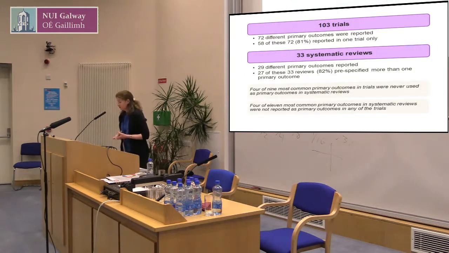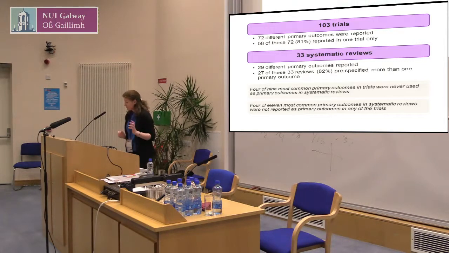And what they found for the trials was 72 different primary outcomes were reported, and 58 of these were reported in one trial only. I just find that amazing. It's crazy stuff. And this is just preterm birth prevention, a very specific topic. The same with the 33 systematic reviews: 27 of these 33 pre-specified more than one primary outcome. And 4 of the 9 most common primary outcomes in the trials were never even used in the systematic reviews.